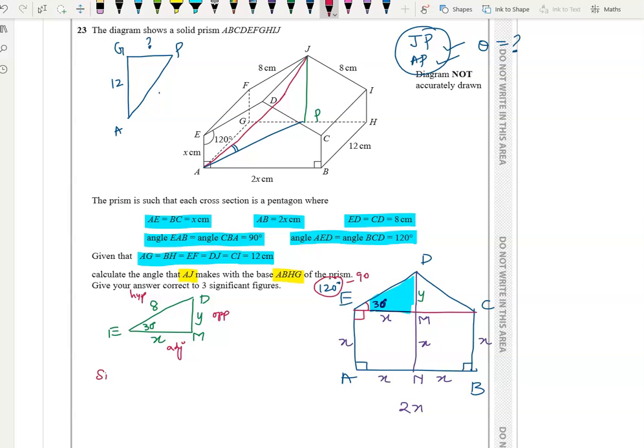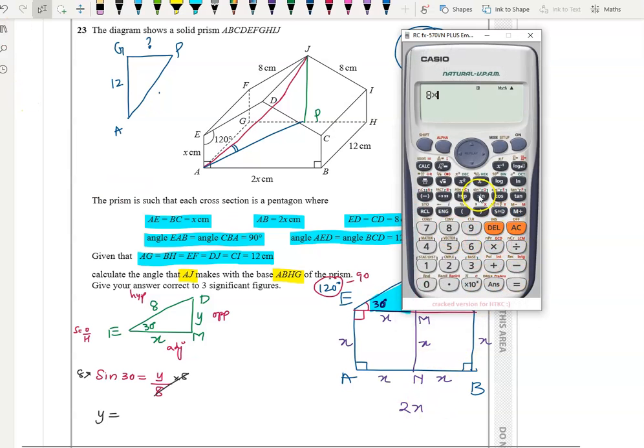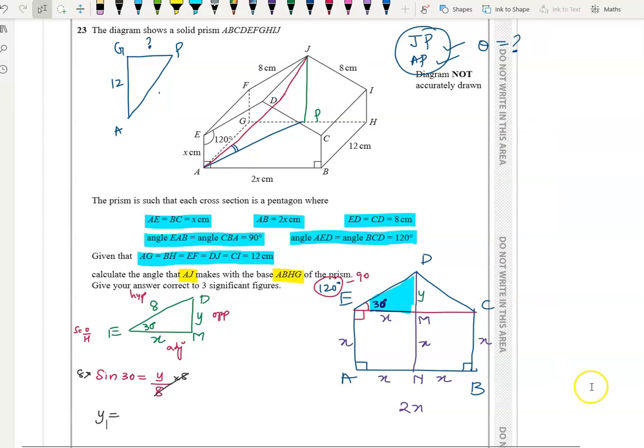So sine 30, definition of sine is opposite upon hypotenuse. So sine 30, opposite side is y, hypotenuse is 8. To work out the value of y, you multiply both sides by 8. This will get cancelled. So y equals 8 times sine 30. Let's put this in the calculator. It will give you the answer 4. So 8 times sine 30, answer is 4. So value of y is 4 centimeters.